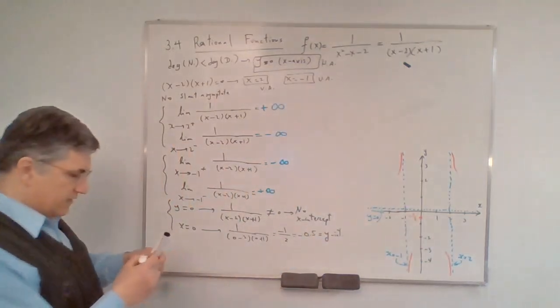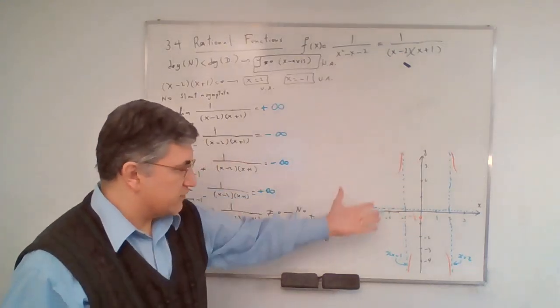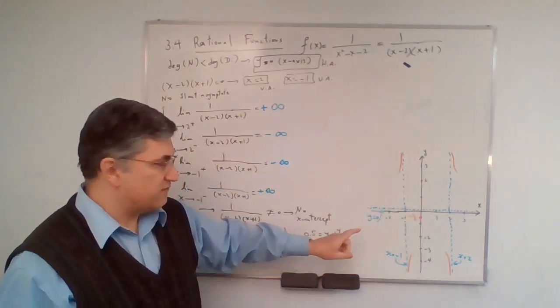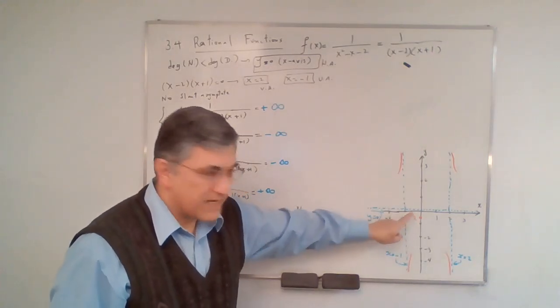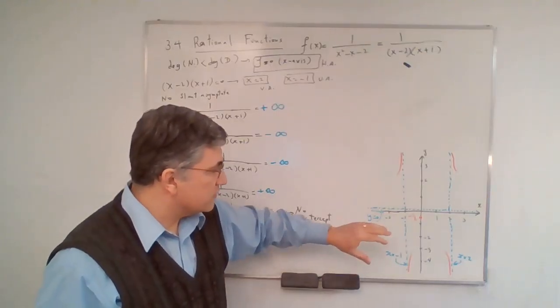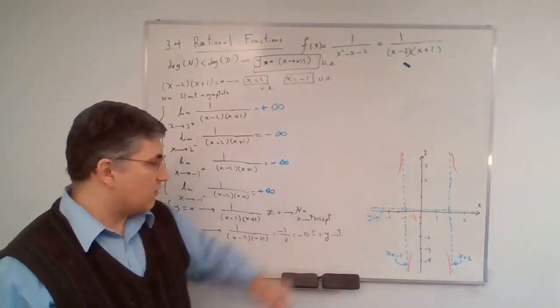It's about -1.5. Okay, so we know that the graph behaves the way it is shown so far in the vicinity of its vertical asymptotes, and also we know that it intersects the y-axis at -1/2, and also we know that it does not intersect the x-axis or its horizontal asymptote at all.